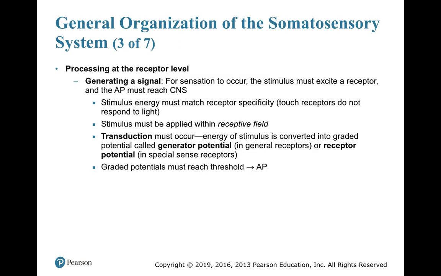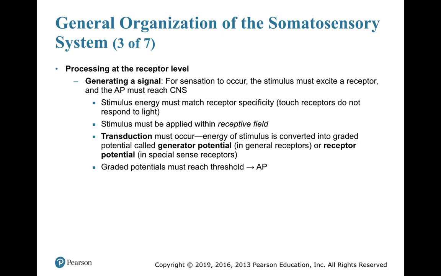So at the receptor level, we have to generate a signal. And in order for any sensation to occur, the stimulus has to excite a receptor. It has to reach an action potential, and that action potential has to reach the central nervous system. In order for that to happen, the stimulus energy has to match the receptor specificity. You can shine all kinds of bright light on the ends of your finger, but those touch receptors do not respond to light. They only respond to touch.